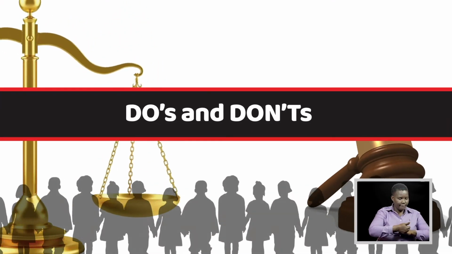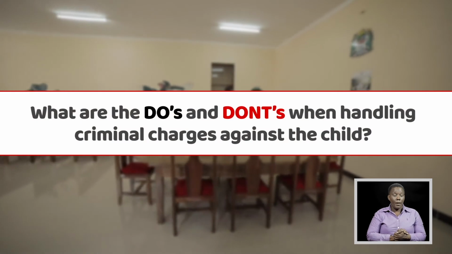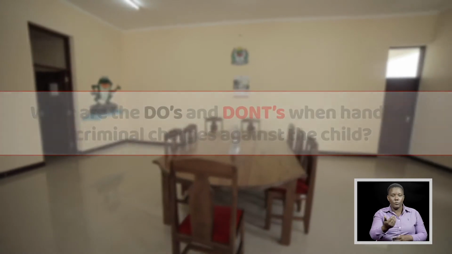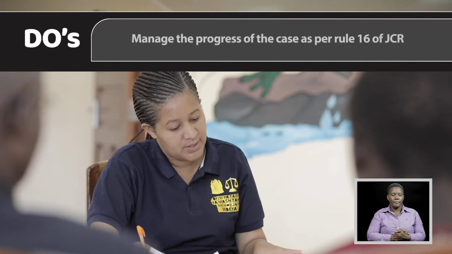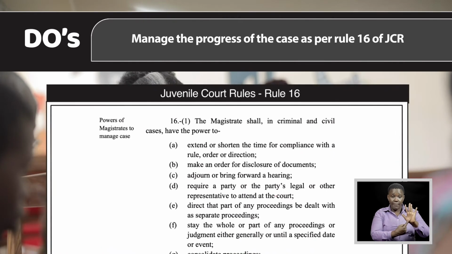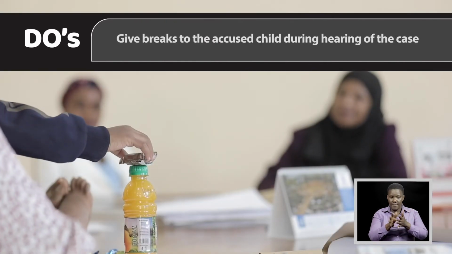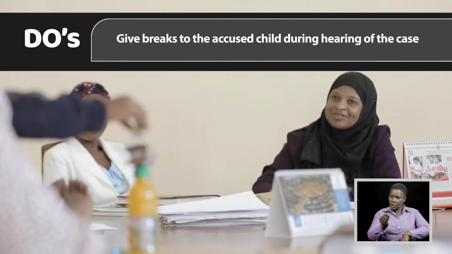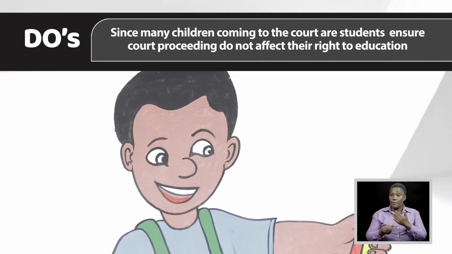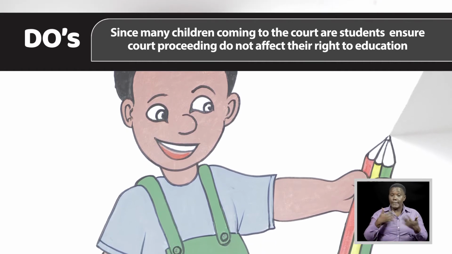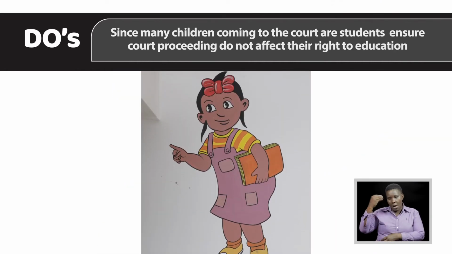Do's and don'ts. What are the do's and don'ts when handling criminal charges against a child? Here are the do's. Manage the progress of the case as per Rule 16 of the Juvenile Court Rules. Give breaks to the accused child during the hearing of the case. Since many of the children coming to court are students, ensure court proceedings do not affect their right to education.